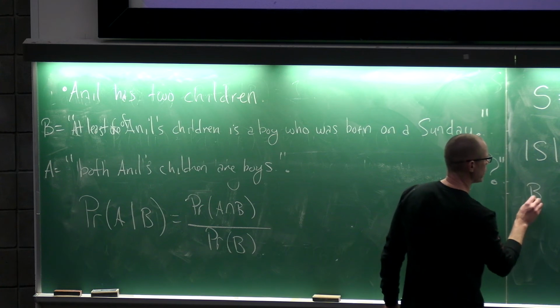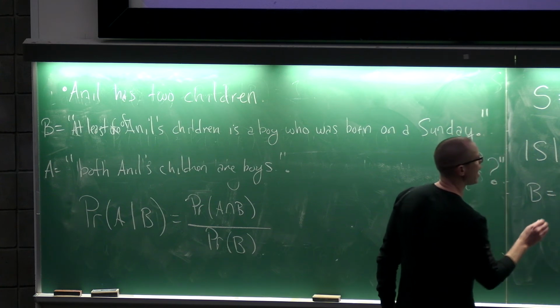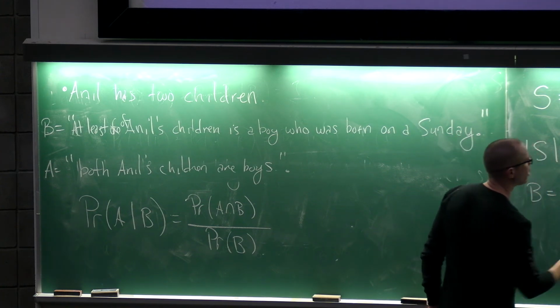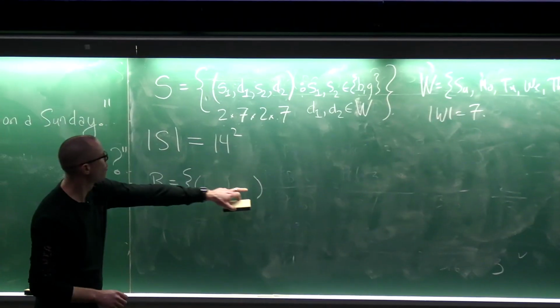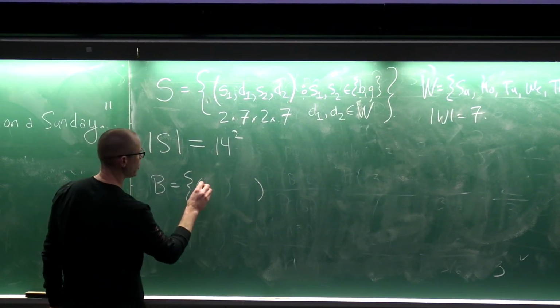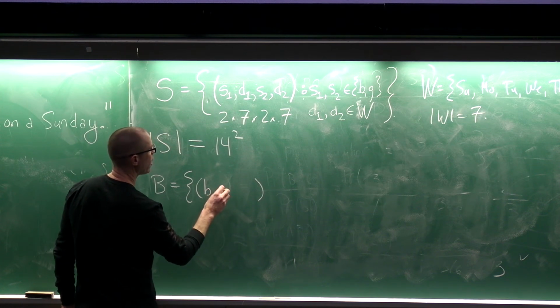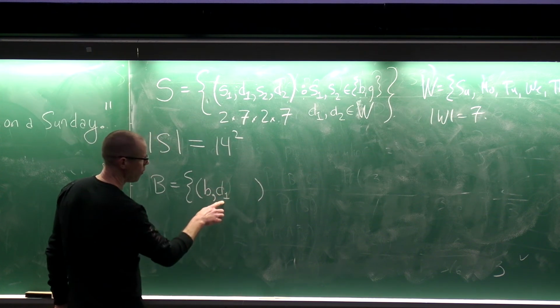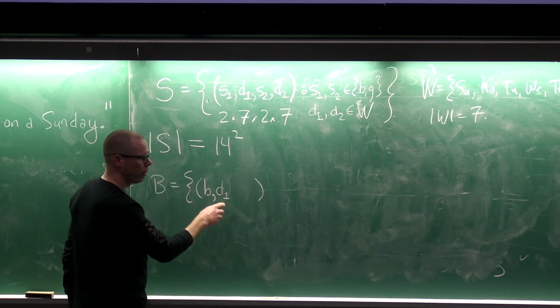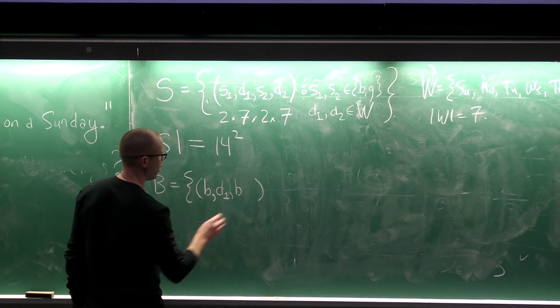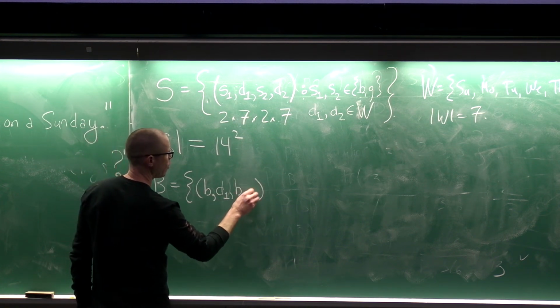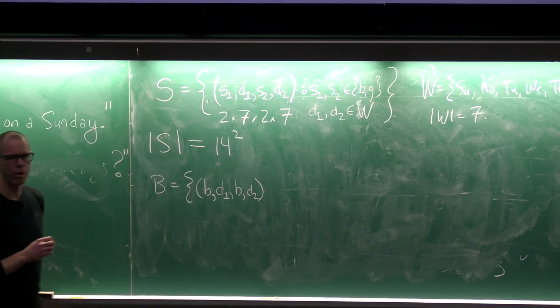So what does B look like? Well, B is a set. It's a subset of S, so its elements have 4 parts. And those parts look like this. There's a boy, and then there is a day of the week that the first boy was born on. And then there's a boy, and then there's a day of the week that the second boy was born on.